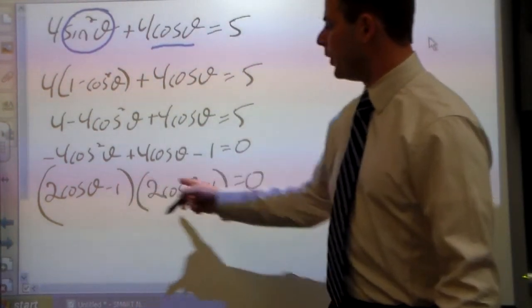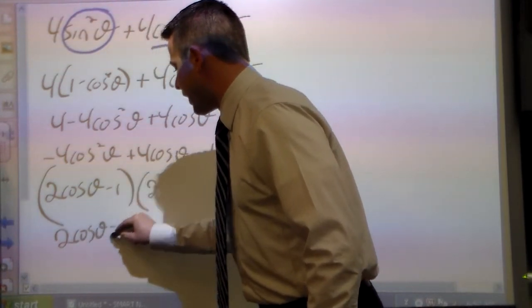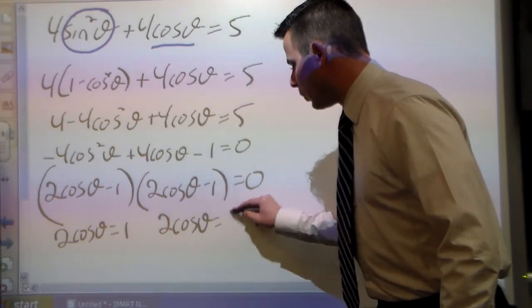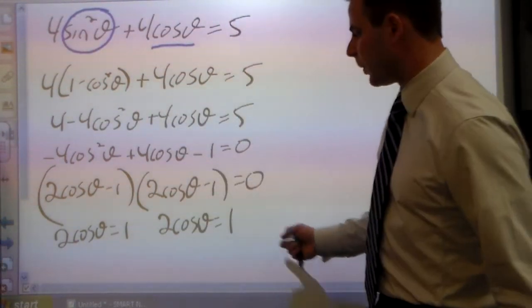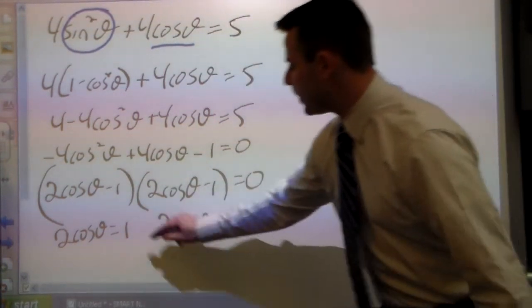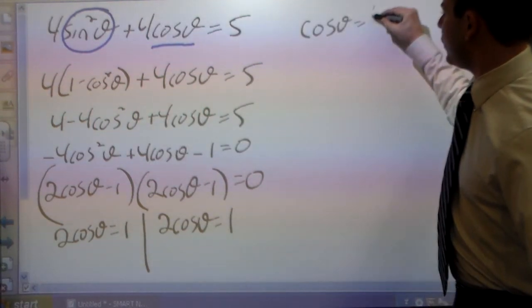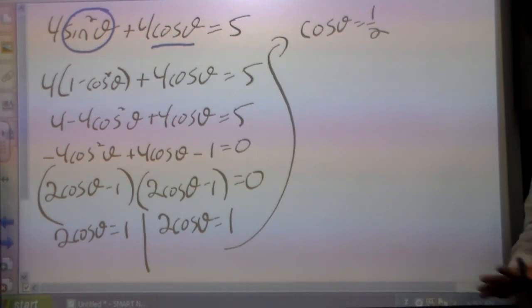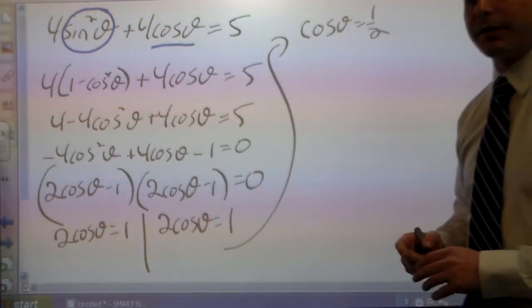So now we're going to set both of these equal to 0 and solve separately. We get 2 cosine theta equals 1, and now we have the same equation, so really we're only solving one of them, because by solving one, we've indirectly solved the other as well. So let's divide by 2. That tells us that cosine equals 1/2. And now before we find the inverse cosine of 1/2, let's identify which two quadrants we are looking for solutions in.